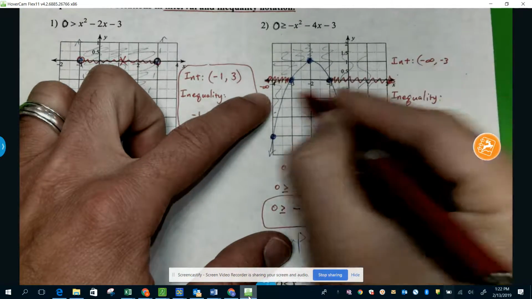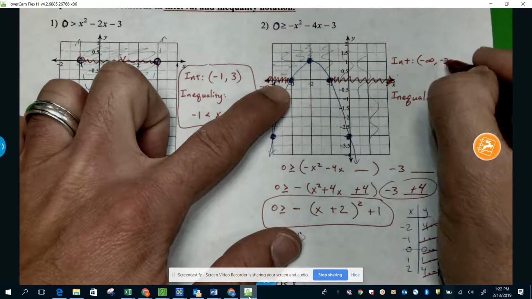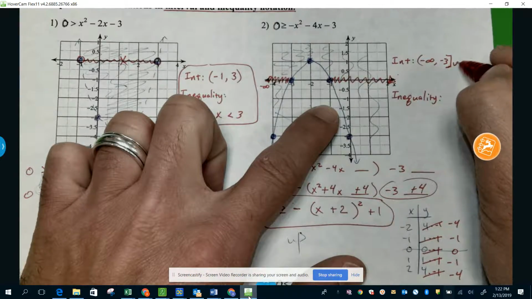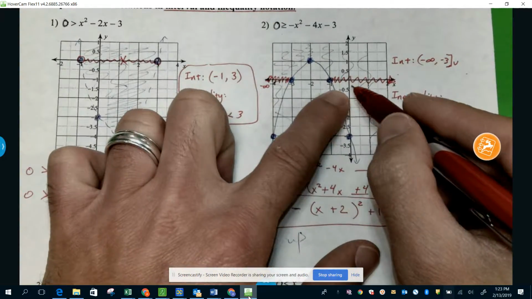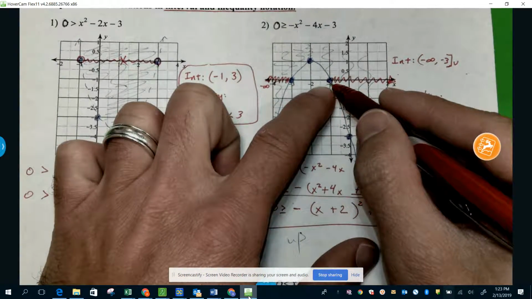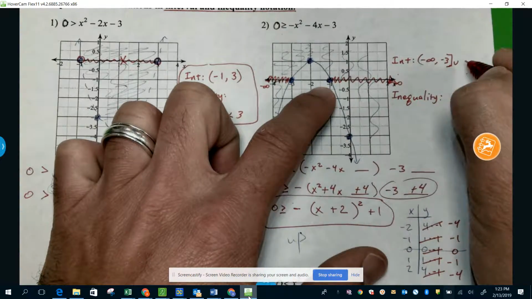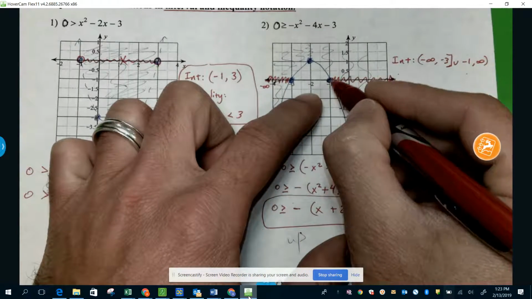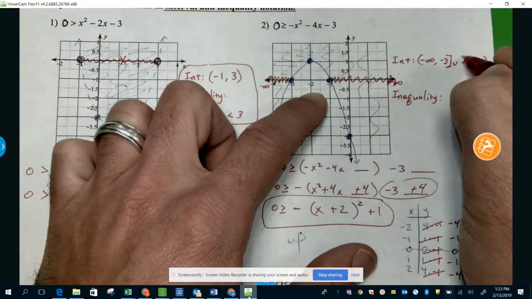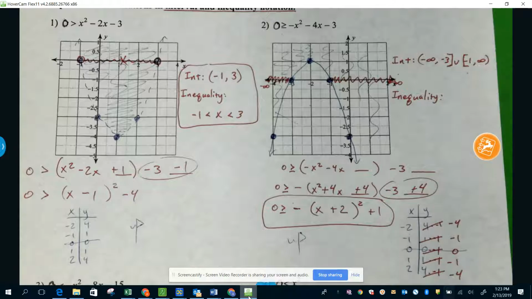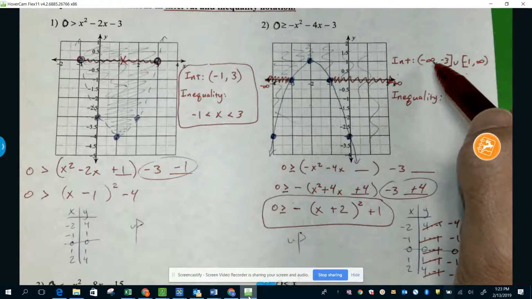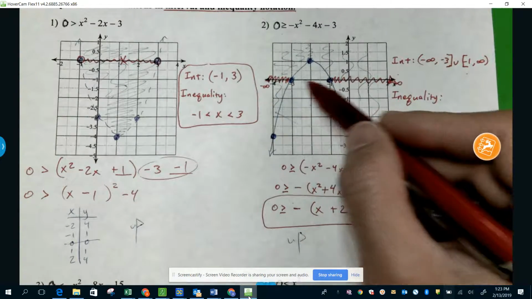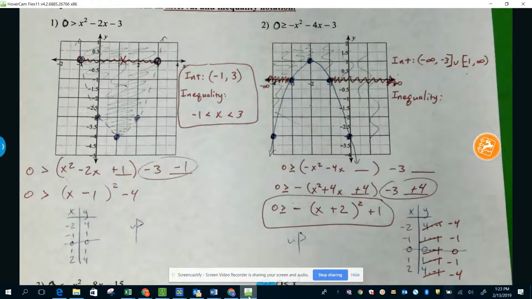Infinity, remember, always gets parentheses. And since the negative 3 is filled in, he gets a bracket. But that's not it. But wait, there's more. There's another section that's got shaded over here from negative 1 all the way to positive infinity. Again, infinity always gets parentheses, but my negative 1 is a filled in circle. So negative 1 needs to get a bracket. Okay, so there's interval notation. Everything got filled in from negative infinity to negative 3. But wait, there's another section. There's more from negative 1 to infinity.